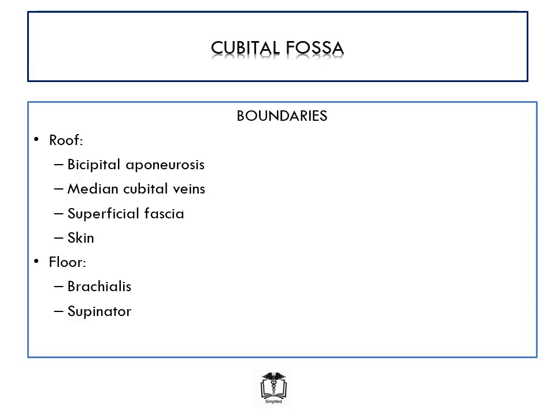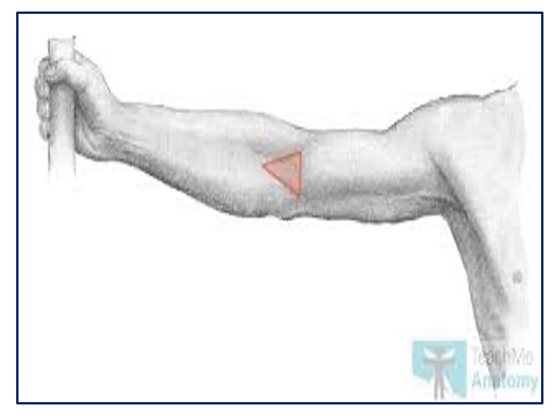The floor of the cubital fossa is formed largely by the brachialis muscle and the supinator muscle. In the image I will be showing you next, you see part of the brachialis muscle and supinator muscle forming the floor of the cubital fossa. So this image just shows us the roof. The roof you can see is formed largely by skin. Beneath the skin, the different structures that form the continuous layer of the roof include the superficial fascia, the median cubital vein, and the bicipital aponeurosis.